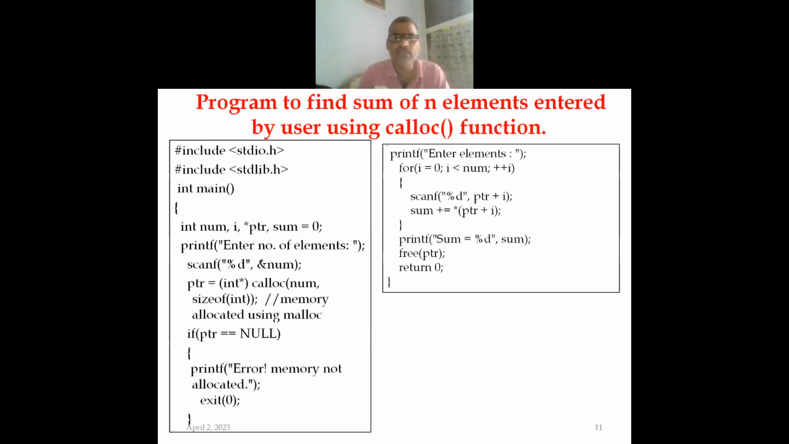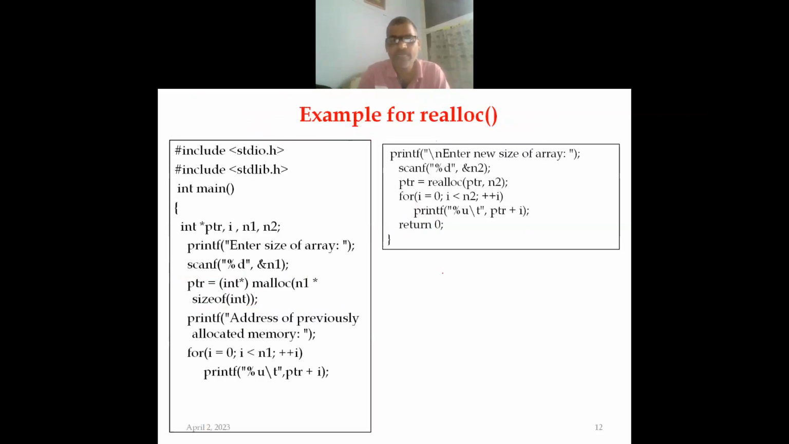The same program can be done by making use of the calloc function. The only difference is that in place of malloc, we are using the calloc function. The difference here is that calloc is going to take 2 parameters: one is num, the number of elements, comma, sizeof int. So the same code, only the calloc function call differs. This is the remaining loop we are using to read the elements, then we are calculating the sum and printing it. After that you are freeing that memory.